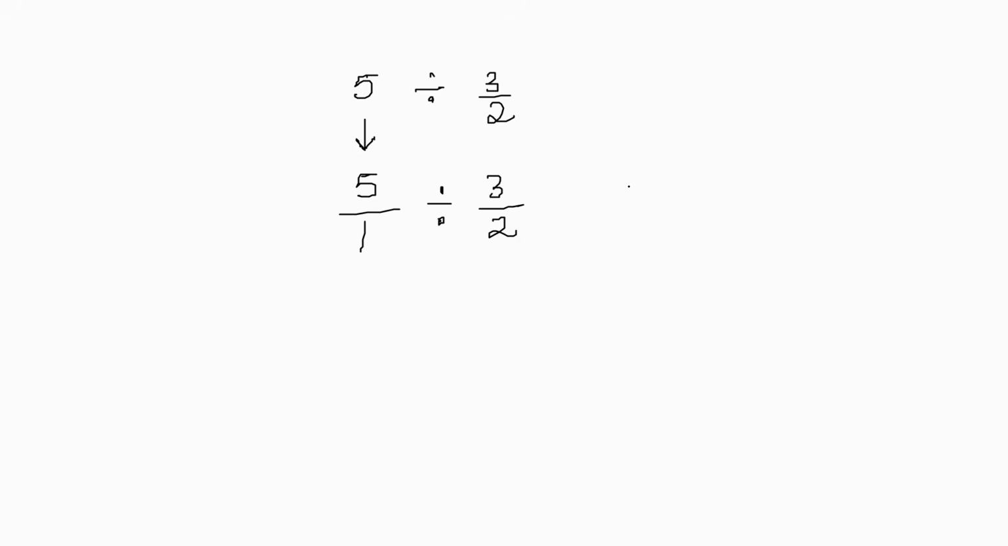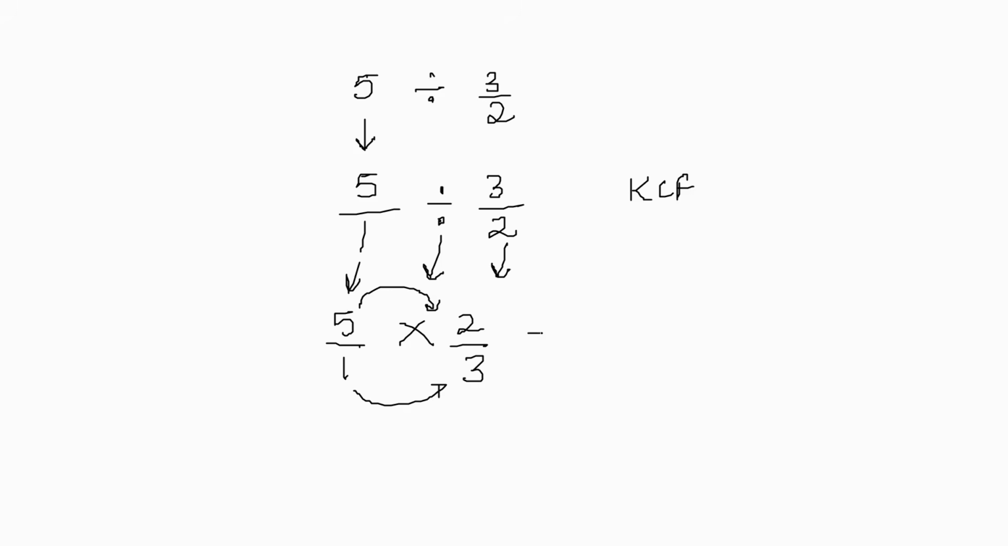So we remember the rule of KCF, that is keep, change and flip. So we're going to keep the fraction as it is, that is 5 by 1, change the operator sign, which becomes multiplication, and flip the second fraction, that is 3 by 2 will become 2 by 3. And now we're going to simply multiply numerator with numerator and denominator with denominator. So the answer will become 10 by 3.